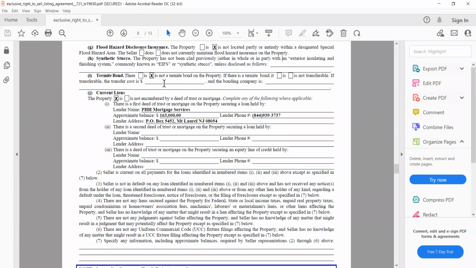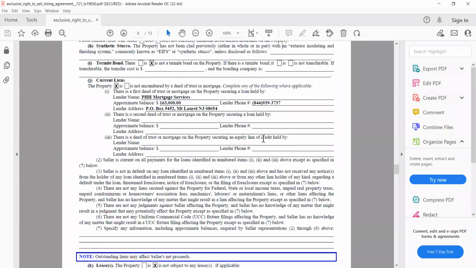If you're like me, when I was a new agent, I was like, what in the heck is a termite bond? So if a seller has contracted with the termite company and they have a contract, say an annual contract to come out every quarter or twice a year to spray or treat for termites, then that is a termite bond. Sometimes they are transferable to a new buyer, sometimes they are not. So you need to look into that.